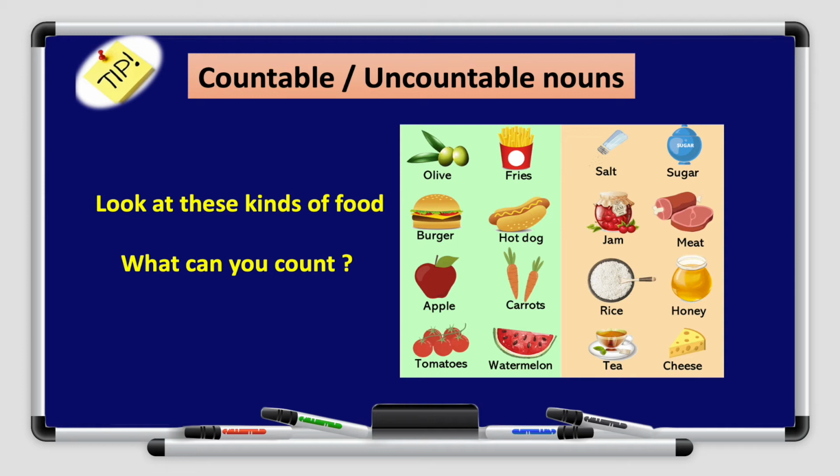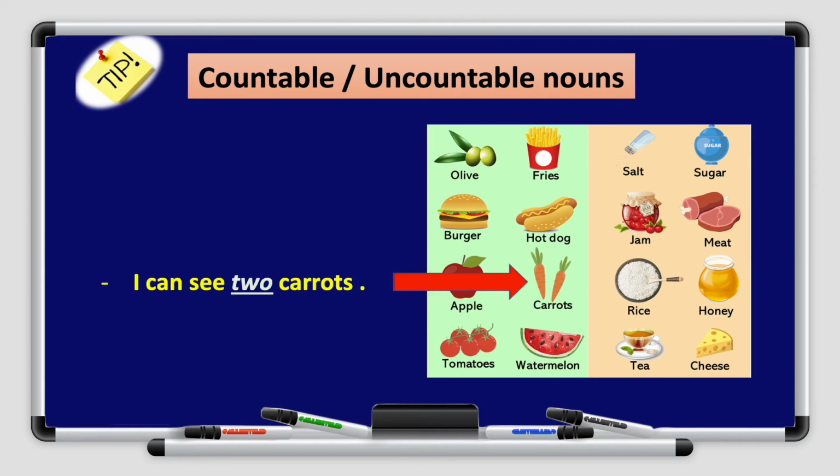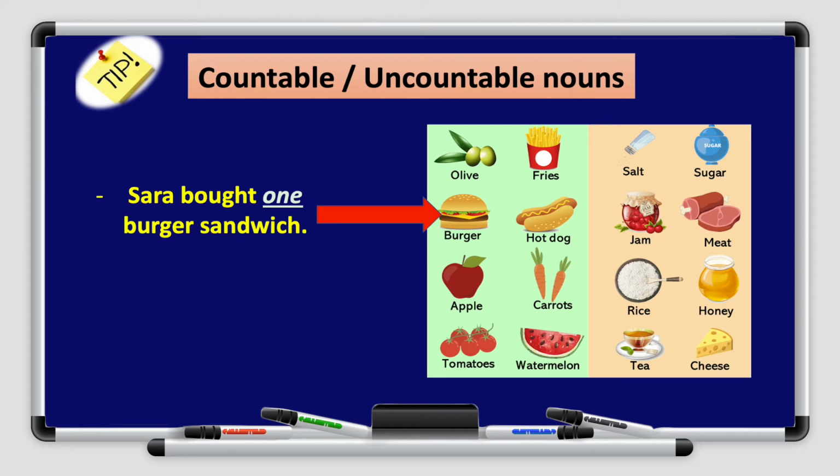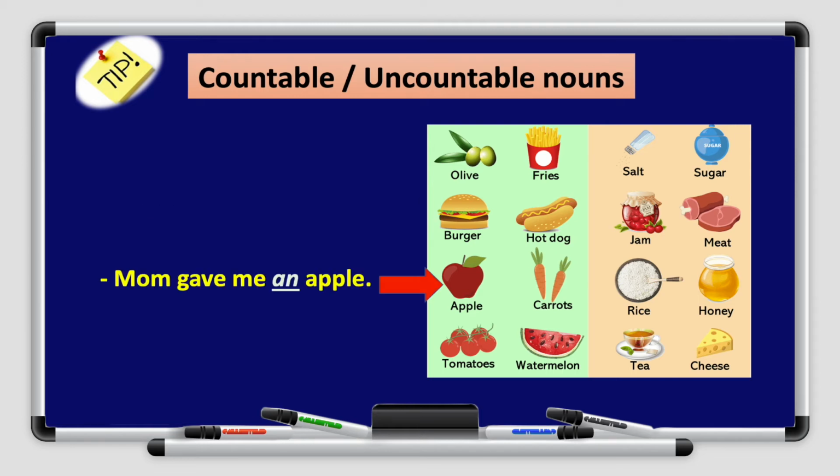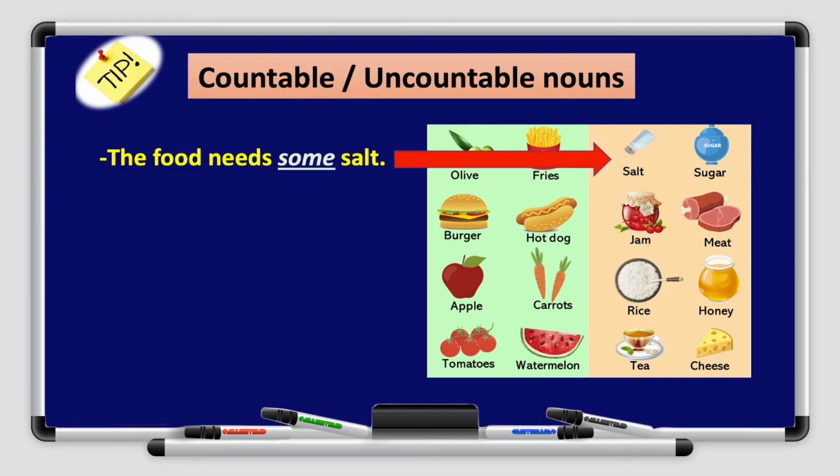Let's see together. I can see 2 carrots. It means carrots is a countable noun. Sarah bought 1 burger sandwich. It means sandwich is a countable noun because I can say sandwiches. More. Mom gave me an apple. This is countable because I can say apple or apples. The food needs some salt. Here I cannot count the salt, so I will say some salt.